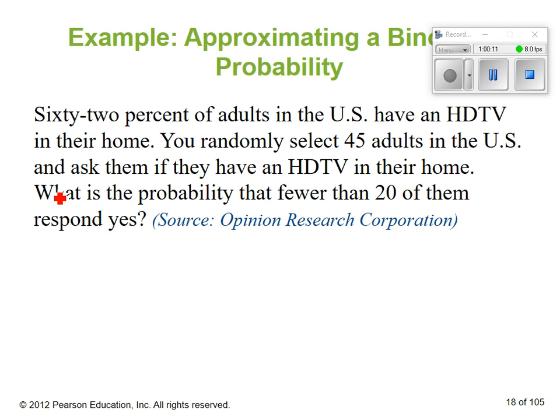62% of U.S. adults have HD TV in their homes. We did this, but we're actually going to find the probability now. If you want to write down a sample so you know how to do it, especially for a test next week, this might be a good one. You randomly select 45 adults. So right away, what do I know about N? It's 45. 62%, what is that? So what do I write down? 0.62. We can find Q right away also. What is Q? 0.38. Take 1 minus that 0.62.